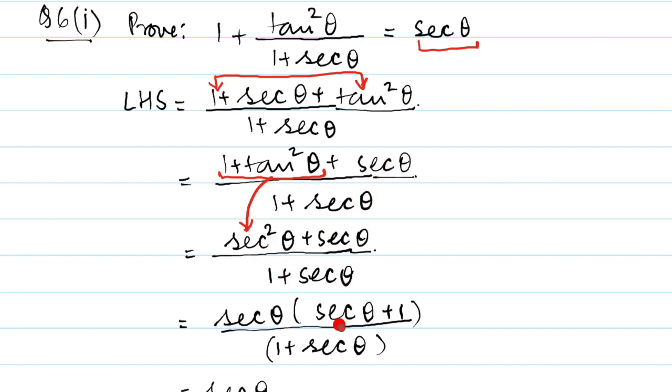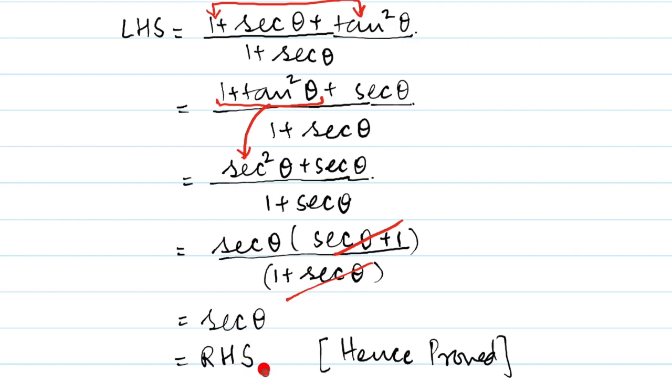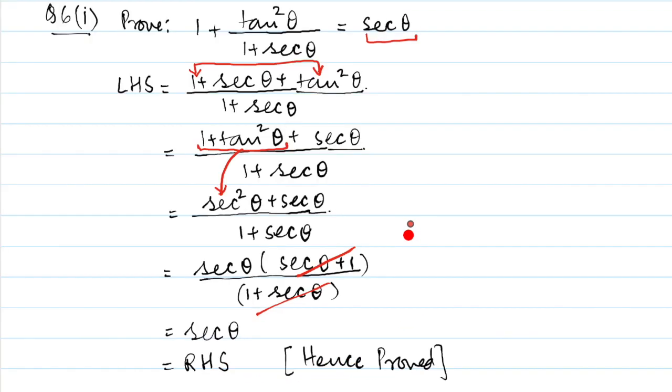Everything else remains the same. In these two, sec theta is common. Into bracket we'll get sec theta plus 1 and denominator is 1 plus sec theta. They are the same brackets, we cancel. And we get sec theta, which is RHS, and we say hence proved. Now for this, your LCM and getting this connection is 1 mark. Taking out sec theta common and getting the answer to the RHS, that is a 1 mark.